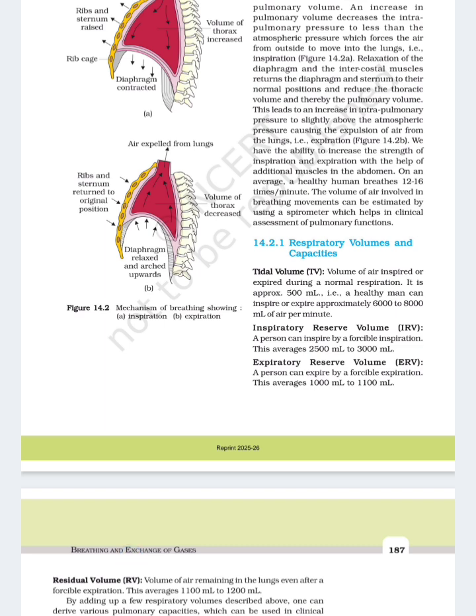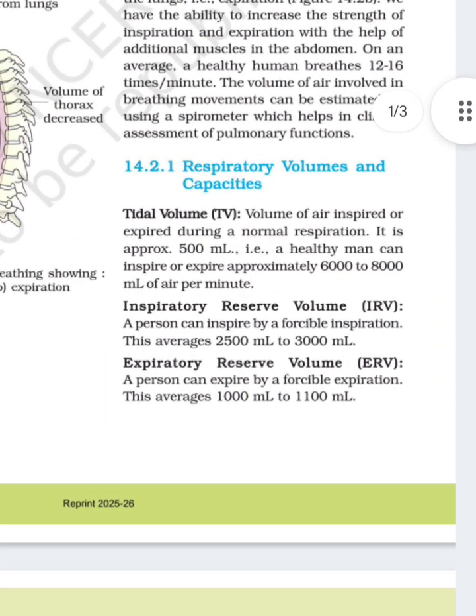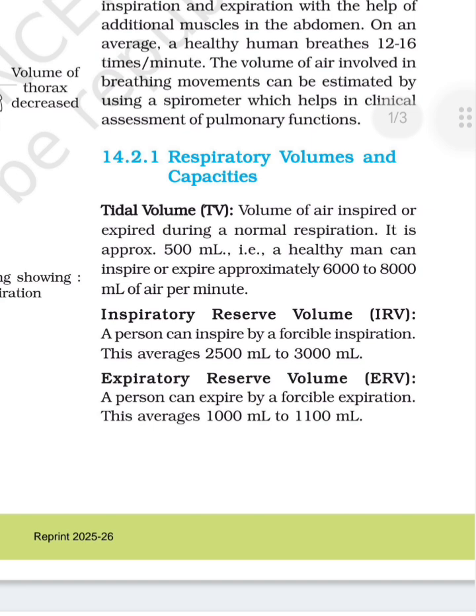Tidal volume. Let's first start with tidal volume. It's the amount of air we breathe in or out during normal breathing. It's about 500 ml of air.